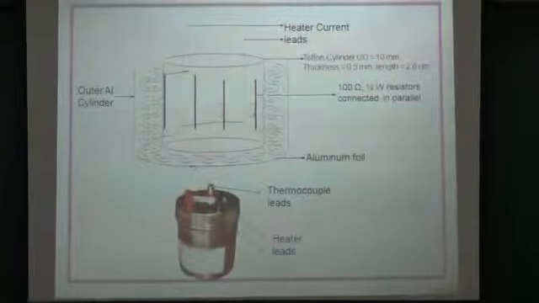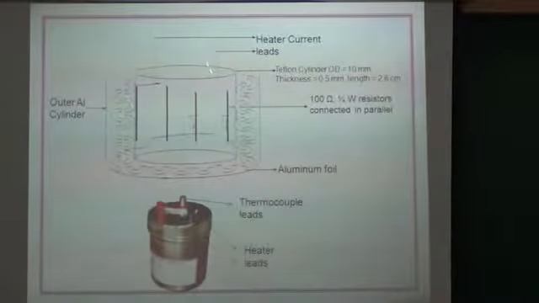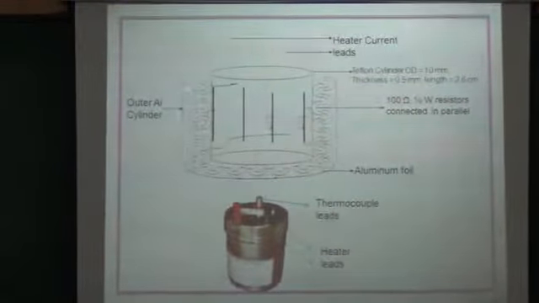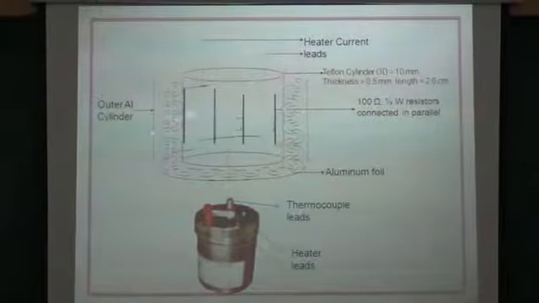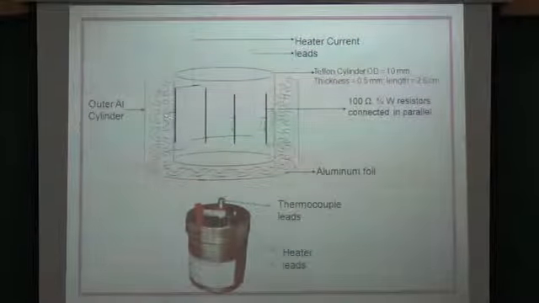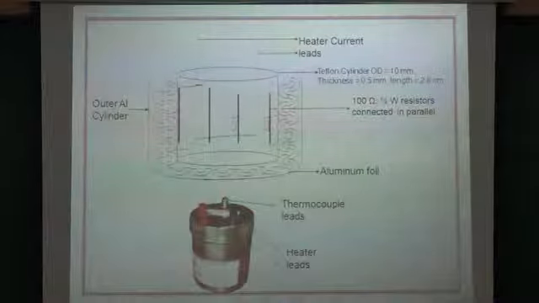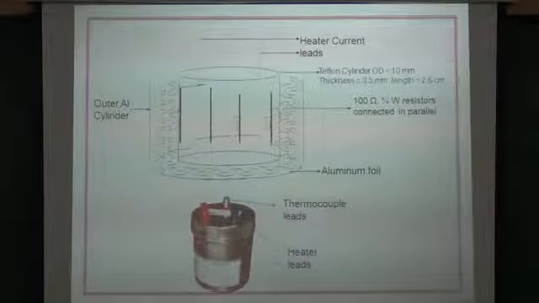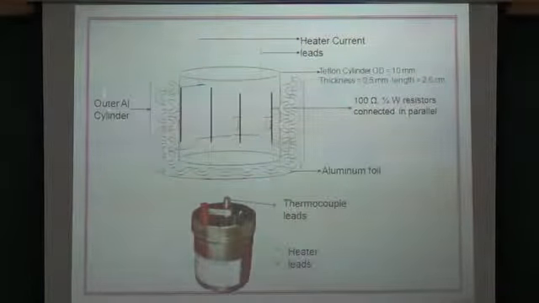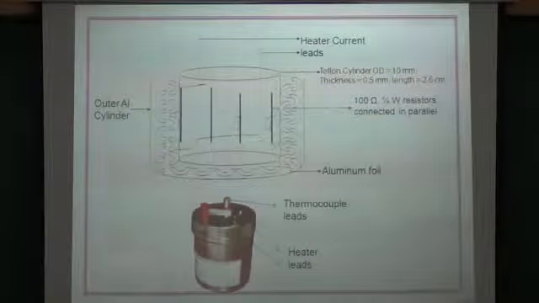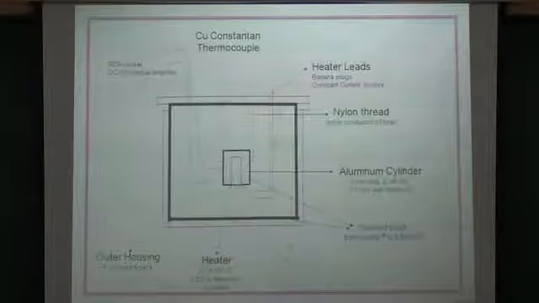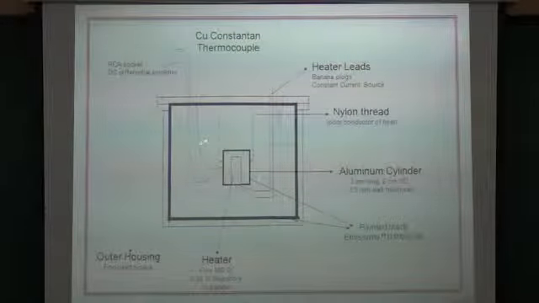Okay. So then what do we do? We put this Teflon cylinder inside our aluminum cylinder. So this is a heater, and between these two we fill it with aluminum foil so that there is proper thermal contact between the aluminum cylinder and the heater. Now, this is our system.